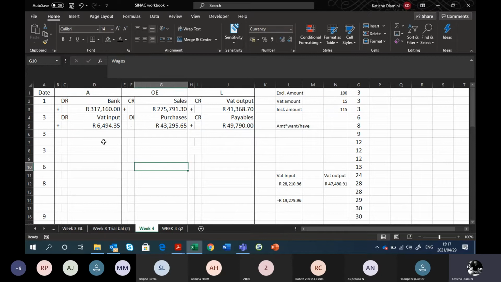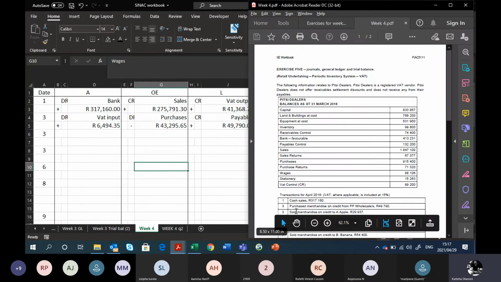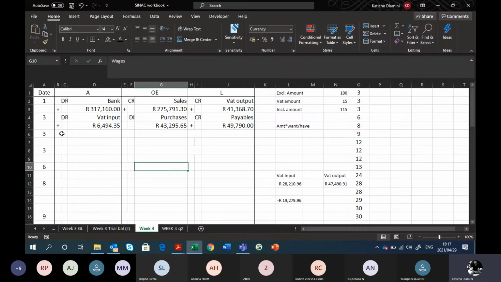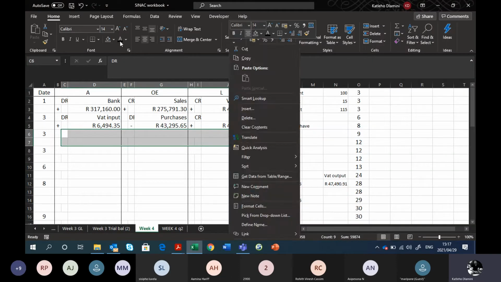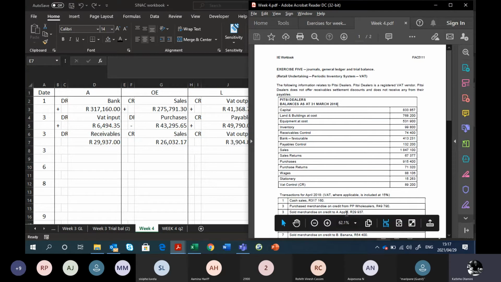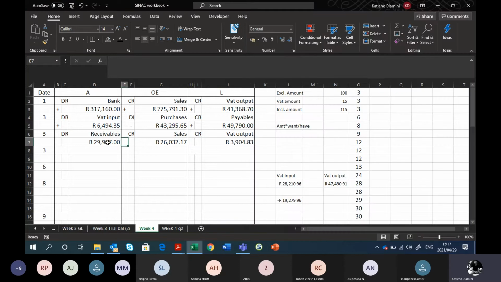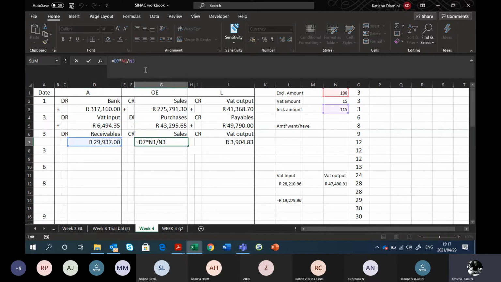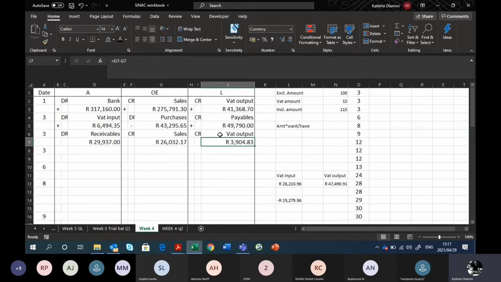Moving on. Next one, sold merchandise on credit for 29,000. Since you're using a periodic inventory system, we just have sales and obviously our output VAT. We have 29,937 rand over here, the inclusive amount. Again, I'm just going to calculate my exclusive amount and get my VAT. Sales is credited, receivables is debited.